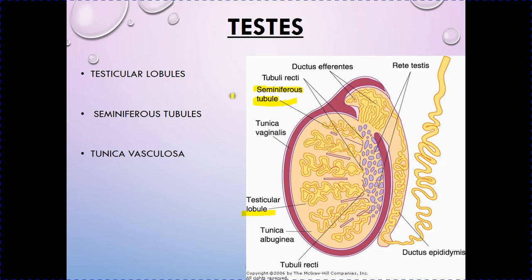So this is a testicular lobule, pyramidal in shape, having a highly coiled tubule which is called the seminiferous tubule. Just beneath the tunica albuginea, there is a layer of loose connective tissue containing a network of blood vessels, and this layer is called the tunica vasculosa.